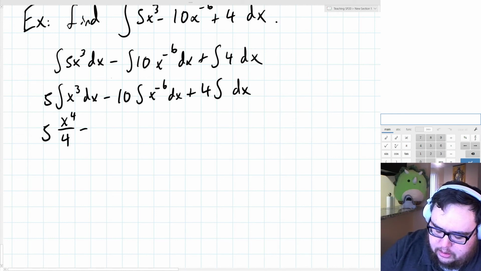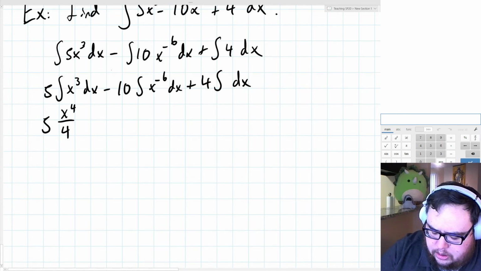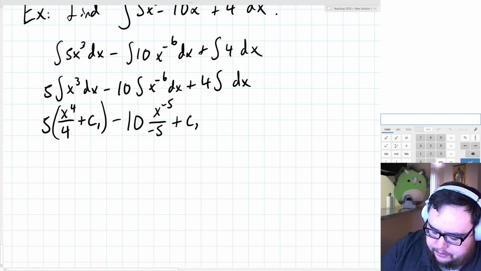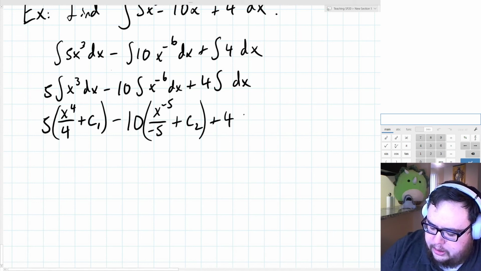Actually, you know what? Let's write the constants. Why not? Let's say plus C1, minus 10 times x to the negative 5 over negative 5 plus C2, plus 4 times x plus C3.